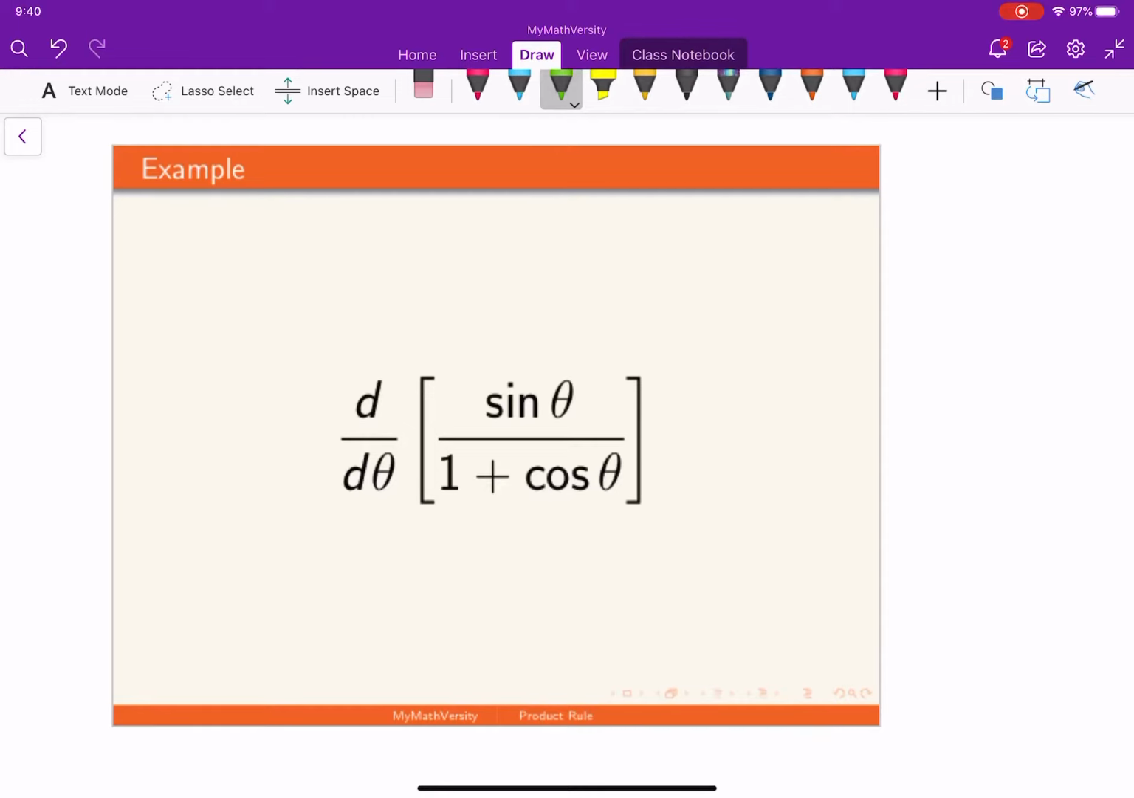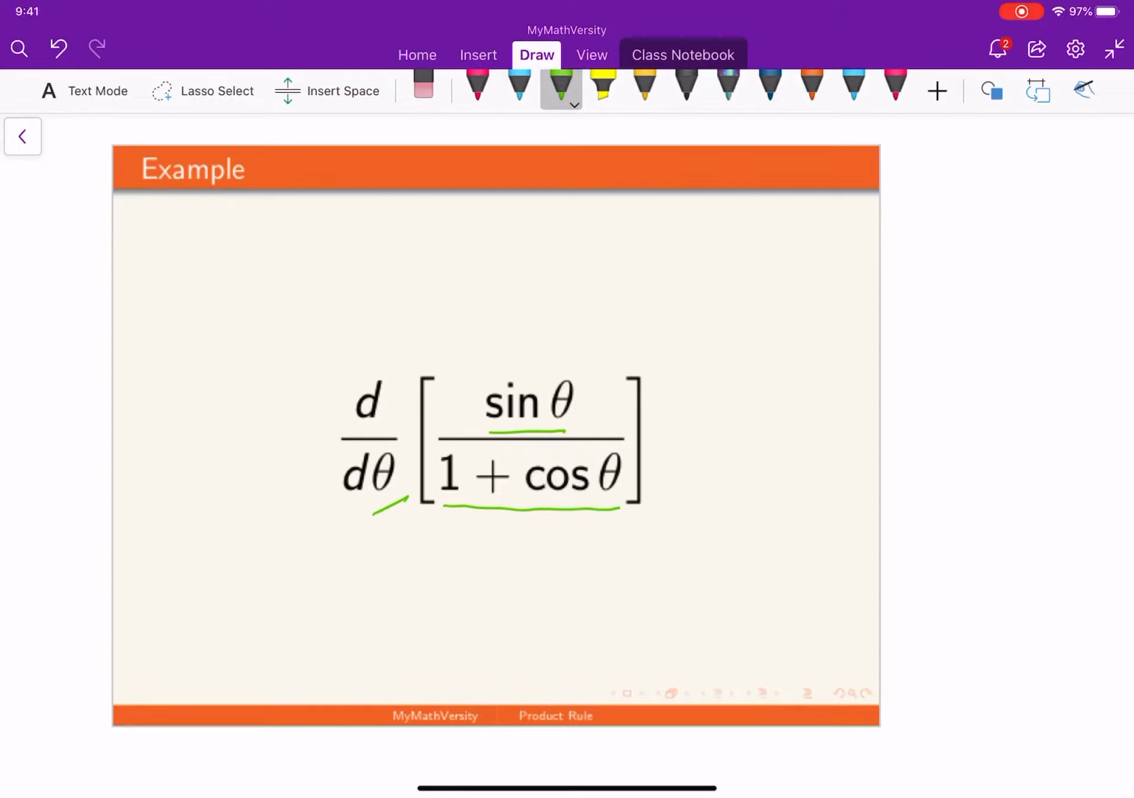In this example, we need to find the derivative of this given function, sine theta over 1 plus cosine theta, with respect to theta. So this is the question. And how do you find this?